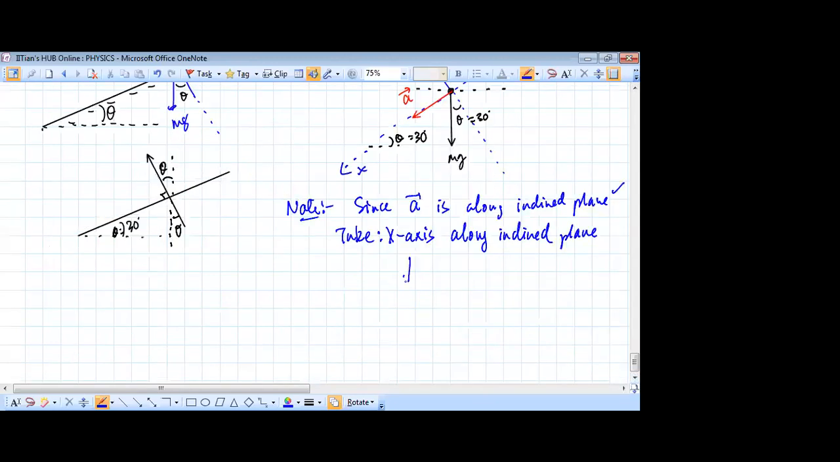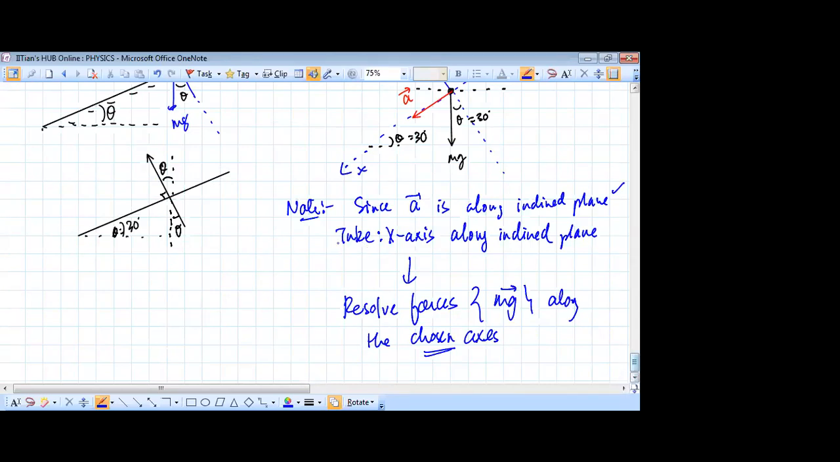So having done that, now we will resolve forces. So in this case, which force do we have to resolve? mg, because the normal reaction is already resolved along the chosen axis, which are the inclined and the normal axis.